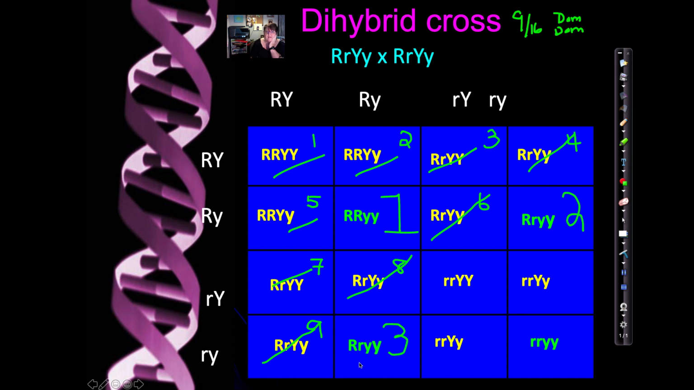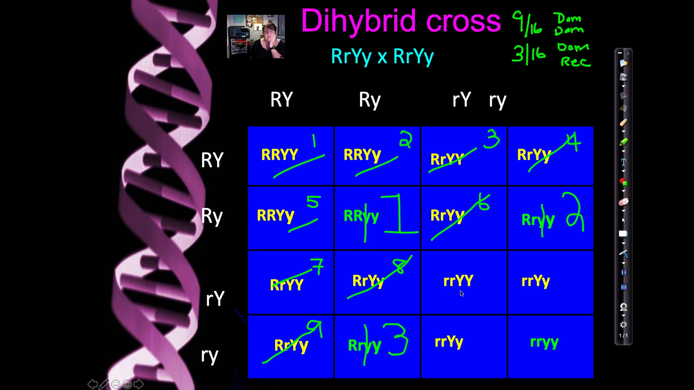So we have 3 of them. Here, we'll make a line this way on these that are round and green. So that's going to give us a 3/16 ratio of round. So dominant for the first trait, but recessive for the second trait. All right. Okay, what about this one? What do you think this one is?